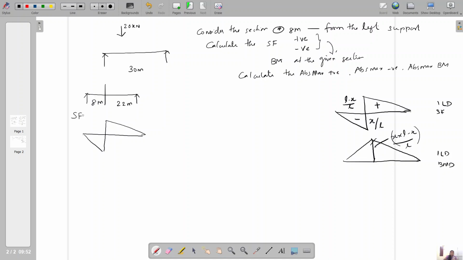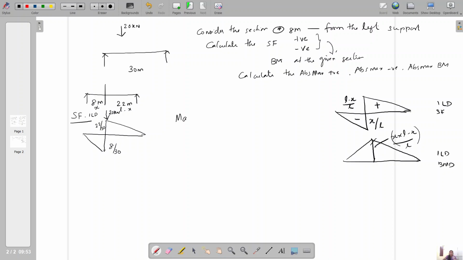So the shear force ILD, and what is the value of x by L? It is 8 by 30, and L minus x by L is 22 by 30, because this is x and this is L minus x. You need not simplify the values. Then further you have to apply the load, and because only one load is there, with no two wheel loads or multiple axle loads or UDL, you can directly place the load on this section.